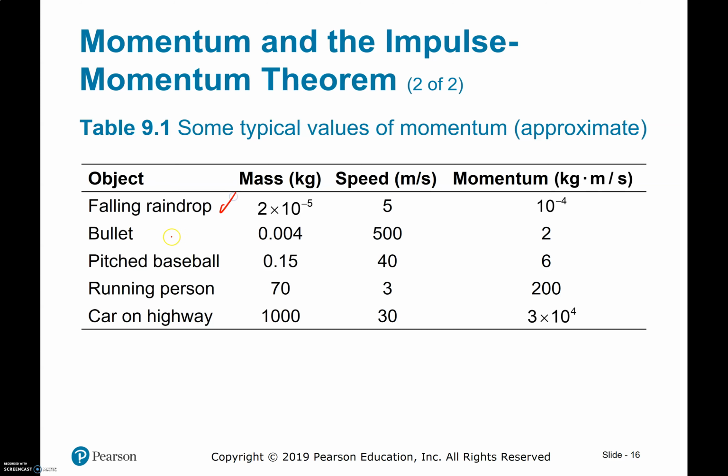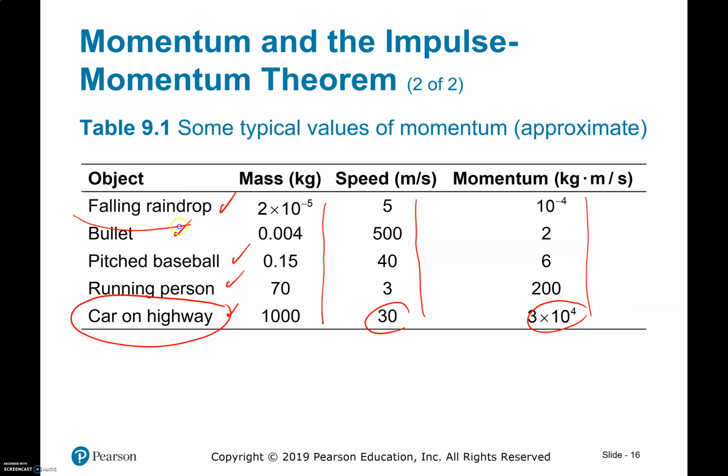Let's look at some momentum. We have a raindrop, a bullet, a baseball, a car, and a running person. You can see here the masses, and we put the speed here, and then we see the momentums. So typical momentum for the car is huge, as you would expect, because it's a car and it's going faster. And this is very small because the mass of a raindrop is very small. So you can see that momentum is a way to combine how heavy the object is with how fast it is, and then you get that quantity.